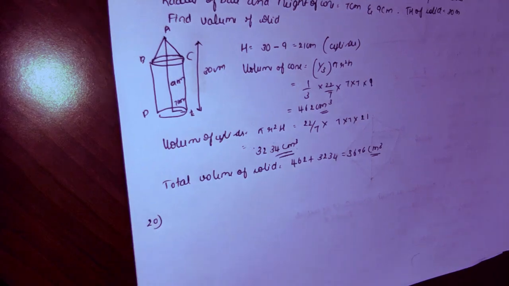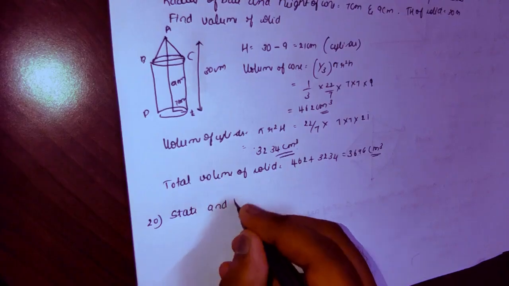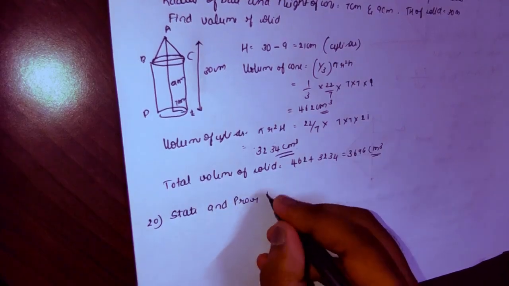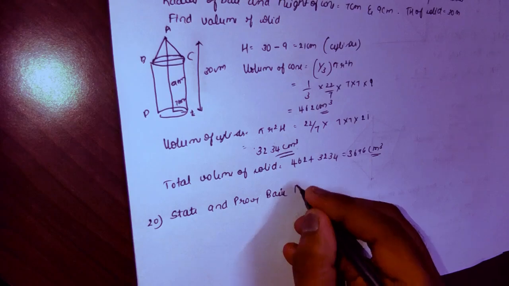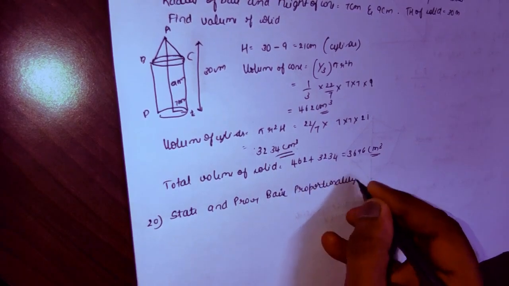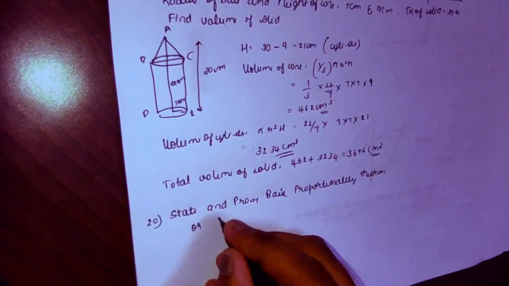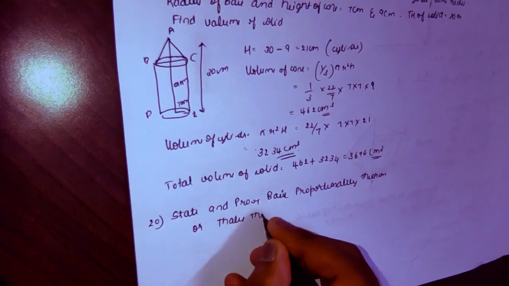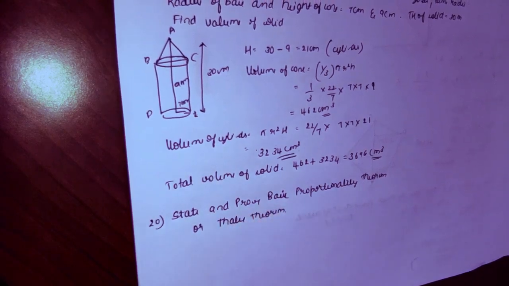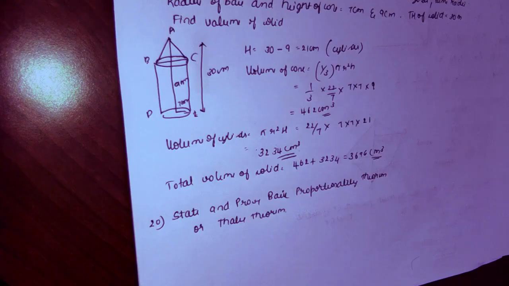And the last question: state and prove the basic proportionality theorem or Thales theorem. This question I already solved in the maths solved question paper of 2024, so please do watch it.